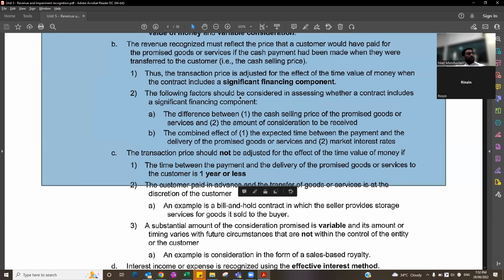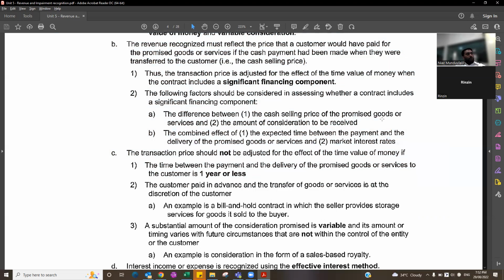So, the difference between the cash selling price of the promised goods or service and the amount of consideration to be received. So, there is a price difference. 10,000 is the difference. Now we will check the combined effect of the expected time between the payment and the delivery of the promised goods and services and the market interest rate.